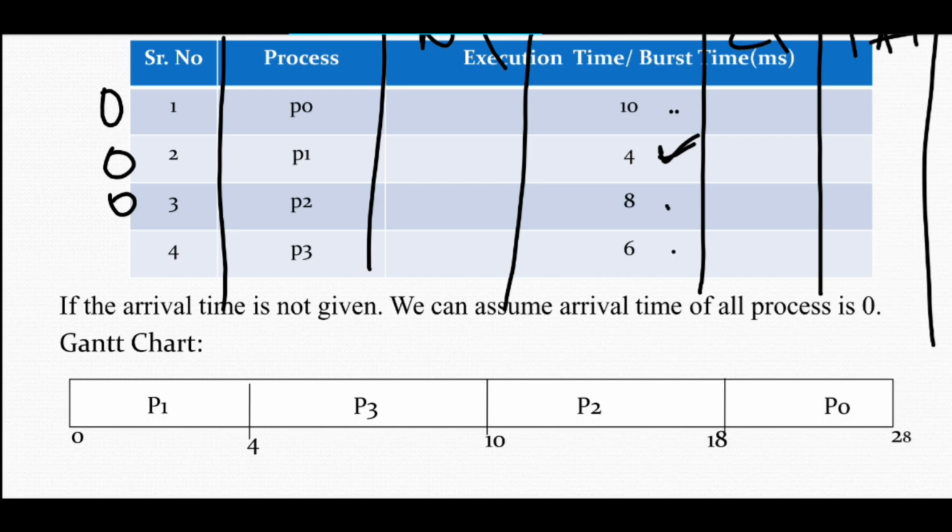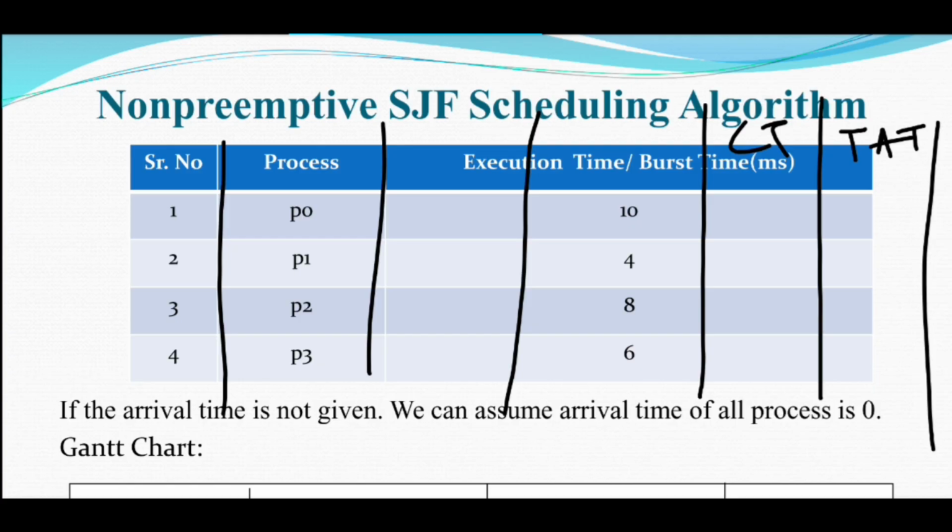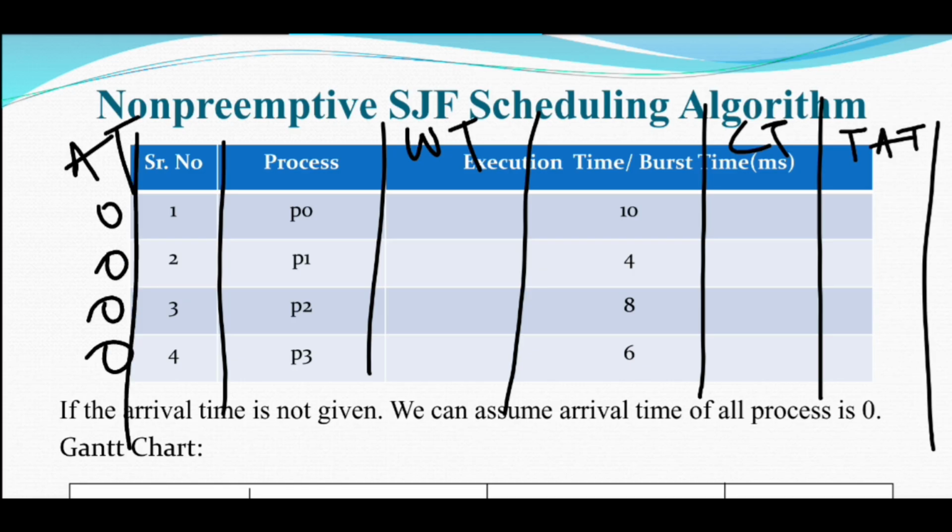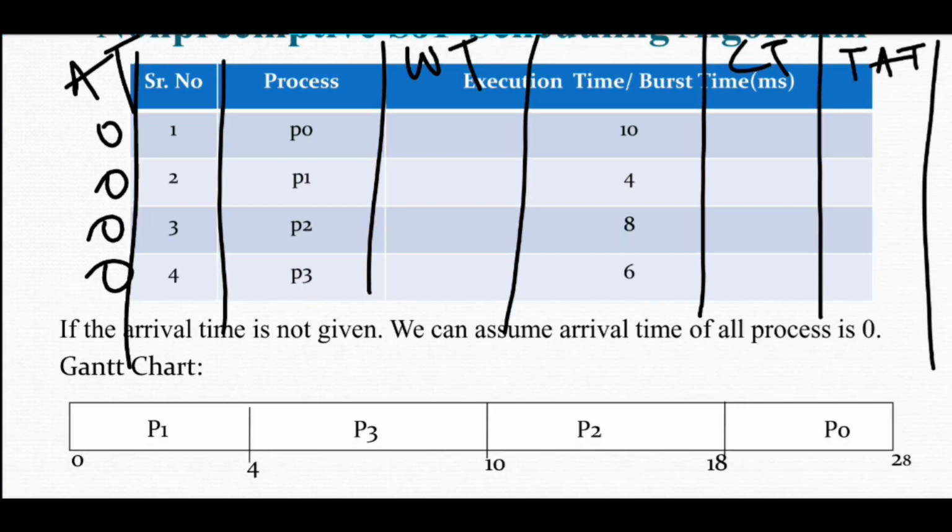Let's write our table. This is the arrival time, which is 0, 0, 0, 0. From the Gantt chart we will find our completion time. P1 completed in 4, then P3 completed in 10, then P2 completed in 18, then P0 completed in 28.